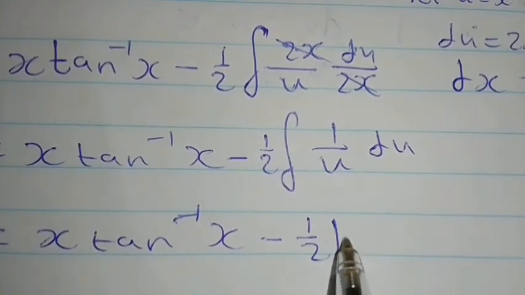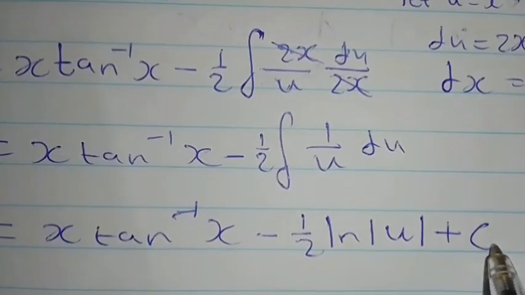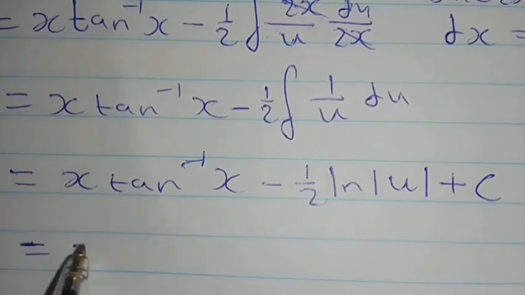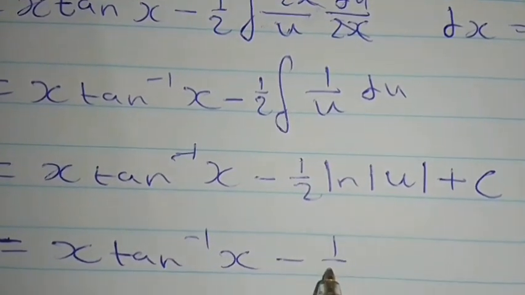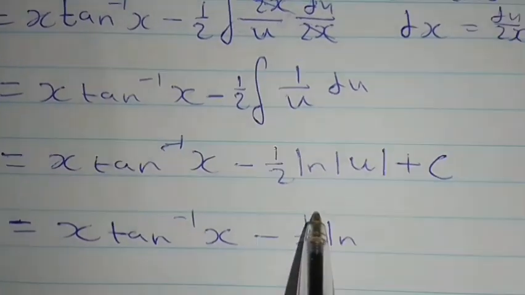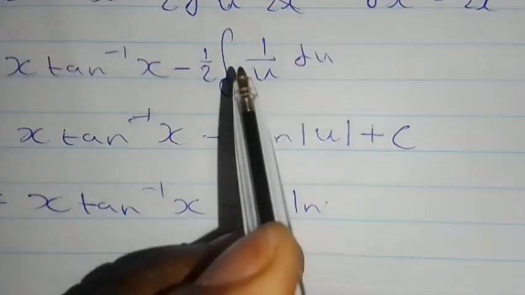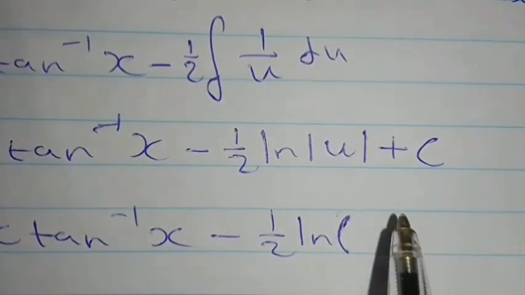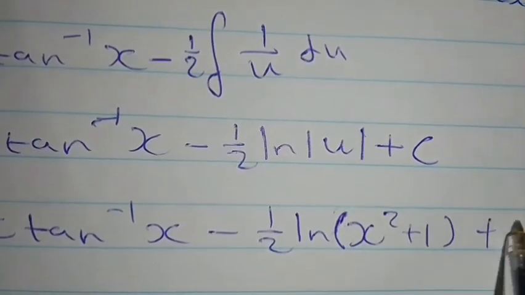What's this? The natural log of the absolute value of u plus a constant. Since you're done integrating, don't forget to add that constant. It's pretty much important. So you're gonna have x arctan x minus half the natural log of, what's u, it's gonna be x squared plus 1. But since x squared plus 1 is always positive, you can remove the absolute values. So it's x squared plus 1, then you add that constant there.